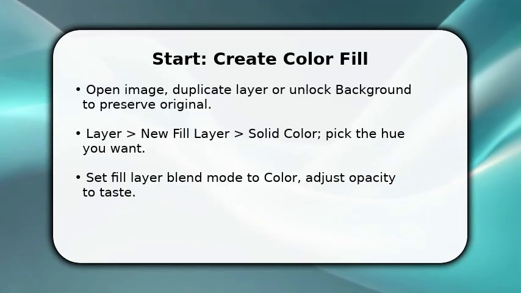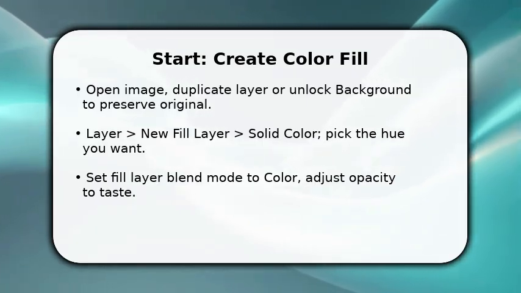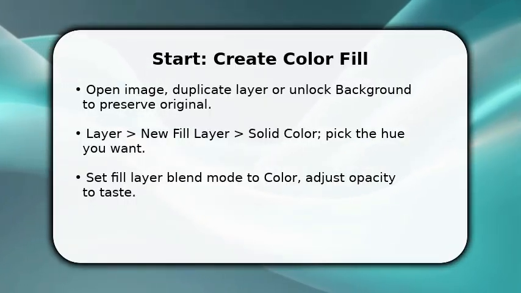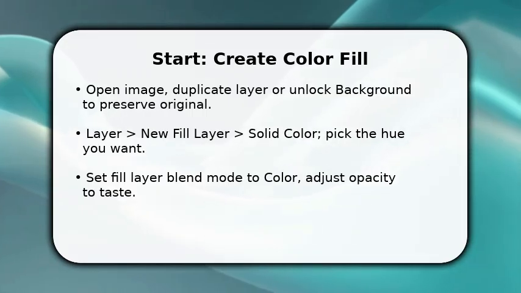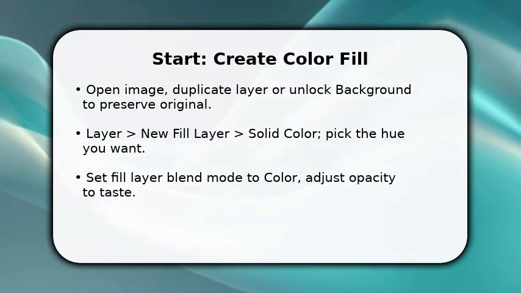You start by opening the file and making a safety duplicate of the image layer so edits stay non-destructive. Once done, add a solid color fill layer and pick the filter hue. This gives you a uniform tint.